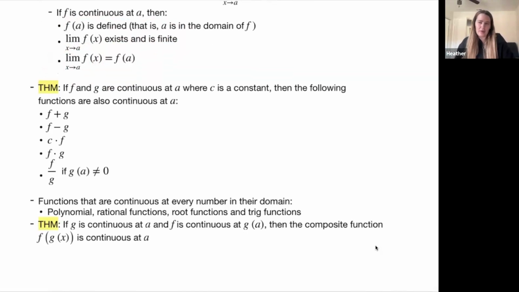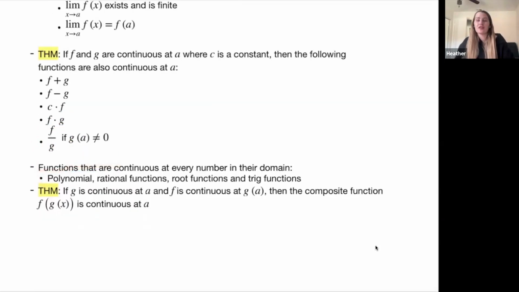Just a couple nice things about continuity. This is a theorem here. If I have two functions that are continuous at the same point a, I can add those functions. Their sum will also be continuous. Their difference will also be continuous. If I multiply either of the functions by a constant c, that new function will also be continuous at a. Their product will be continuous and their quotient will be continuous, provided that this isn't zero on the bottom. No dividing by zero. A couple examples of functions that are continuous at every number in their domain are polynomials, rational functions, root functions, and trig functions.